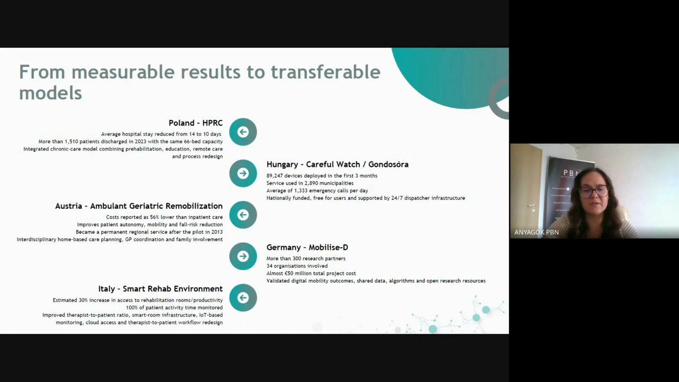These 5 examples show that the collection is not simply a catalog of technologies. It is a practical knowledge base for understanding what works, under what conditions, and how regions can learn from each other when designing future rehabilitation pilots, policies, and investment priorities.